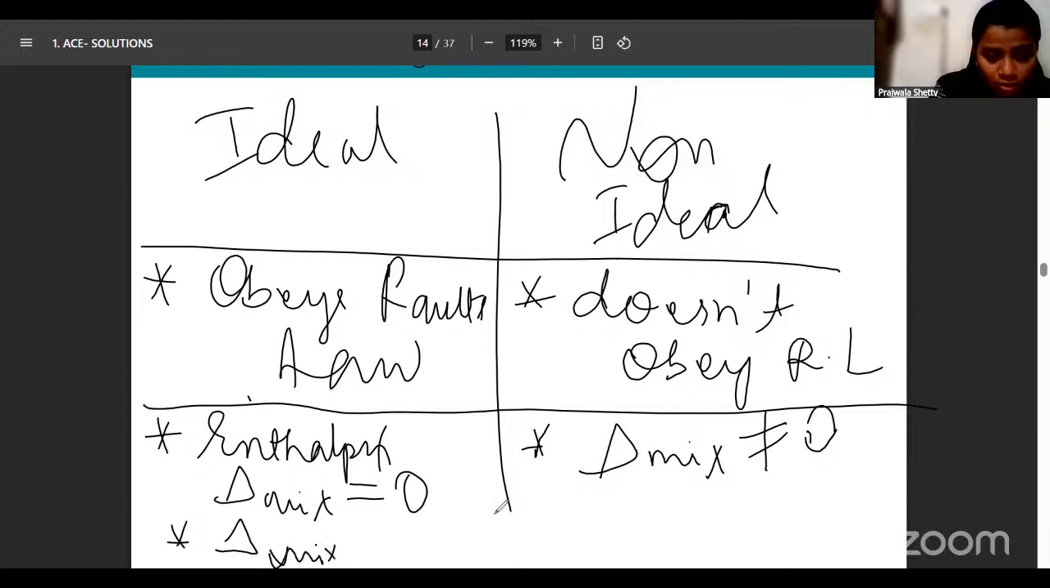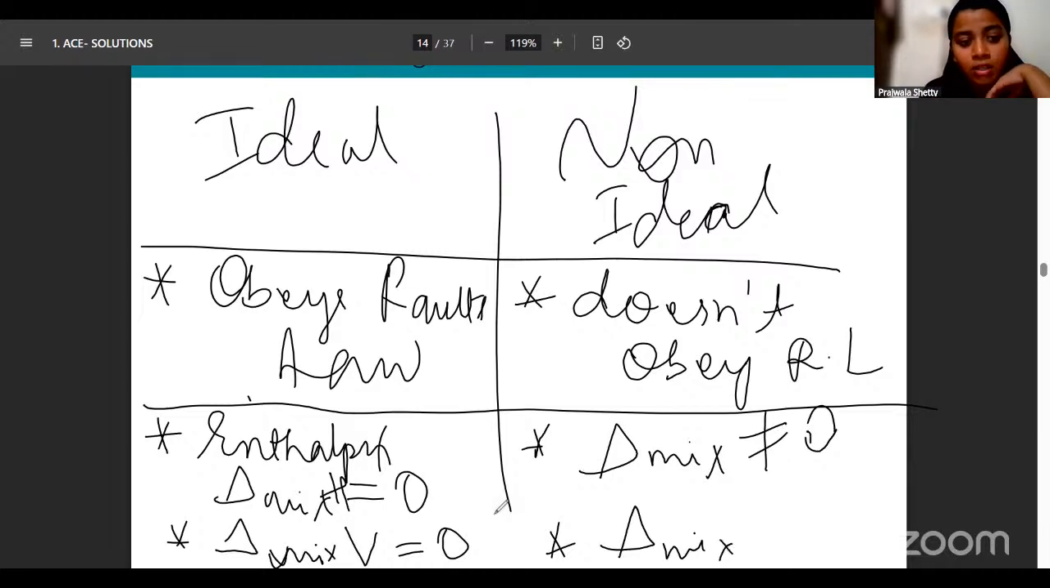Next, this is enthalpy of mixing. So this was volume equal to zero, whereas here the volume of mixing is not equal to zero.